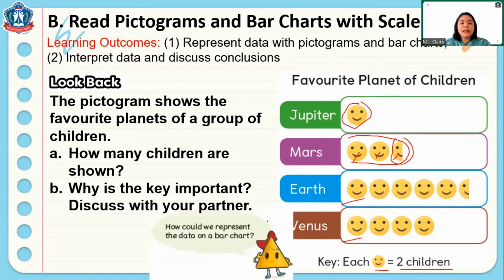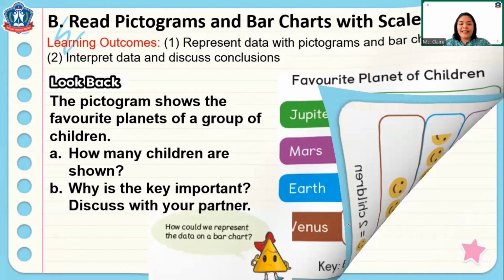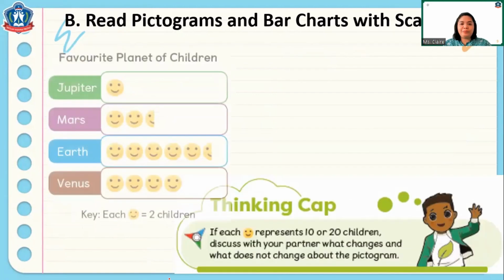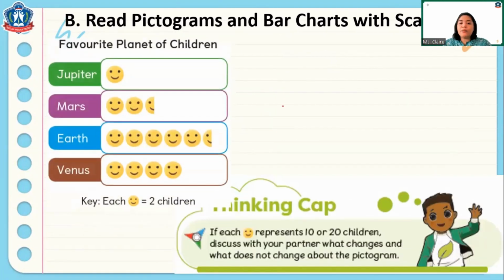With this pictogram, can we represent this using a bar chart? Take a look here. If each emoticon represents 10 or 20 children, how are we going to make this one? There will be changes in the number of emoticons, right, every time we change the key here. Discuss with your partner what changes and what does not change about the pictogram.